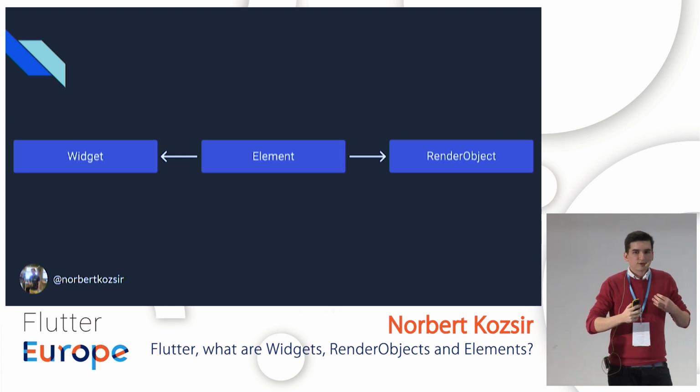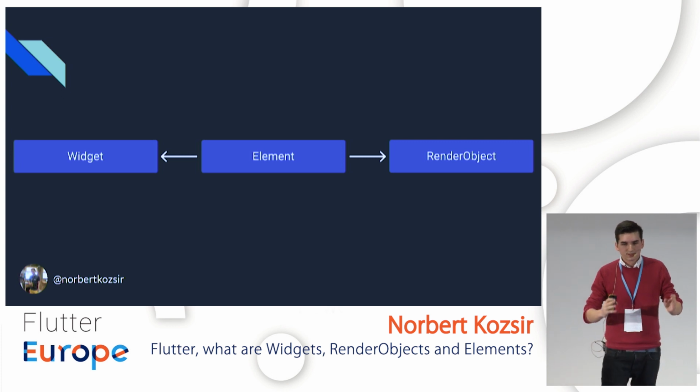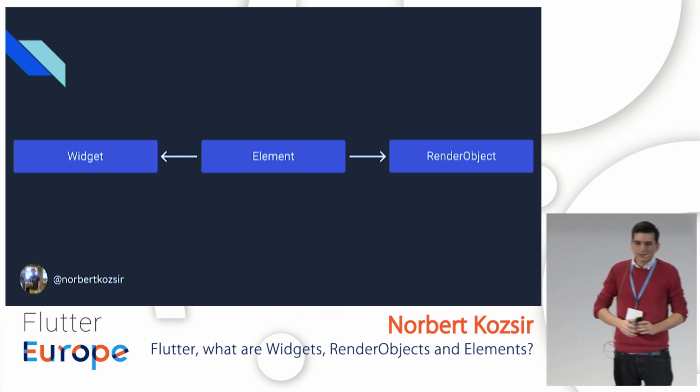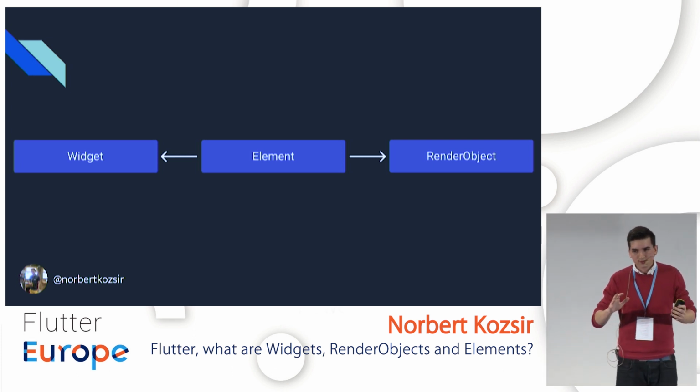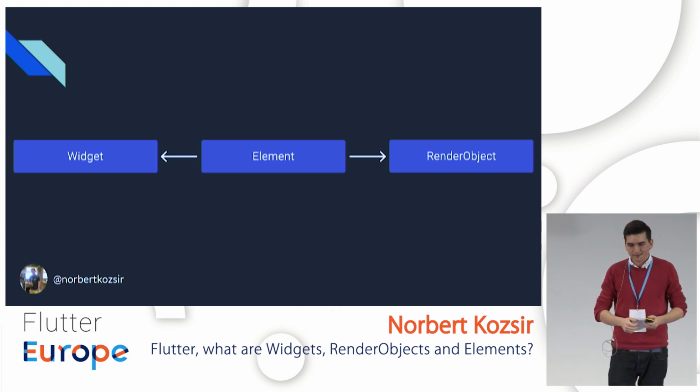You can think of a render object as being this persistent thing we don't want to throw away, and widgets being these things we want to throw away all the time. And elements being also persistent, but having a reference to both of those and managing both.